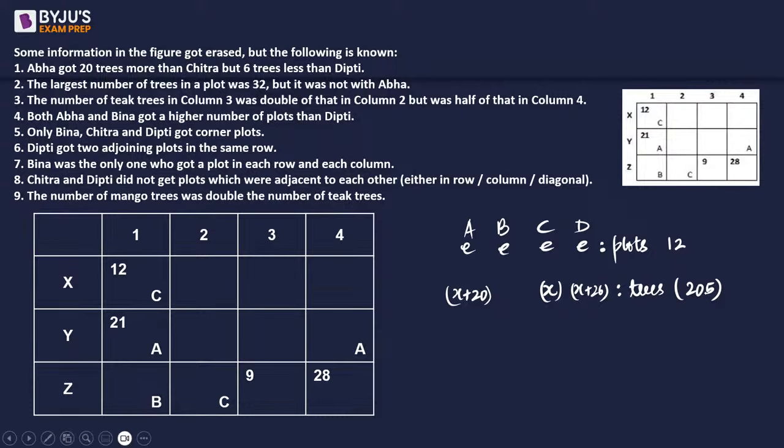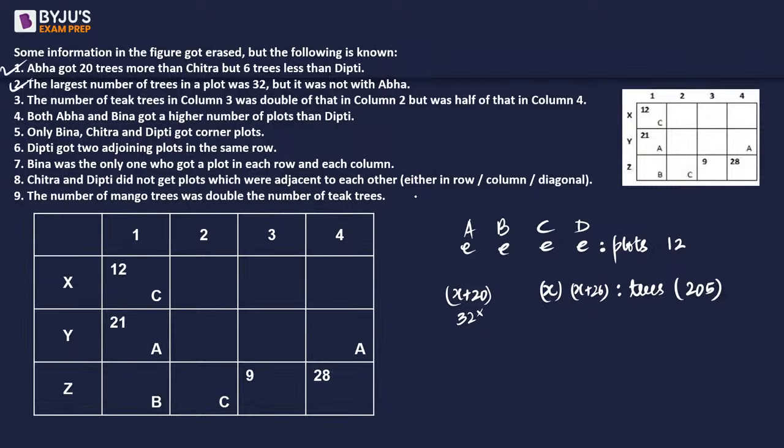ठीक है? Okay. Next statement is the largest number of trees in the plot was 32, but it was not with Abha. So Abha के पास जितने भी trees होंगे, जितने भी plots होंगे, हर plot में trees होंगे, Abha shouldn't get 32. 32 will go somewhere else. It could be with Bina or Chitra or Dipti. B, C or D. Okay. Done with first, second, third.